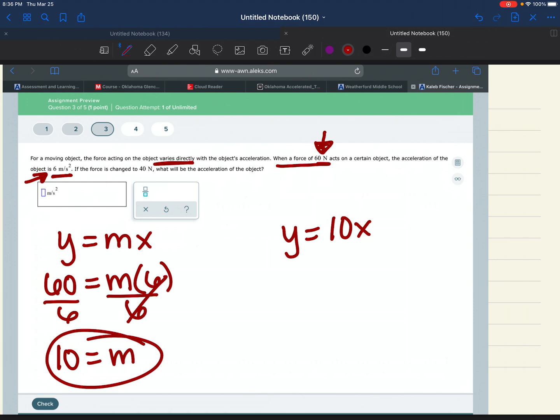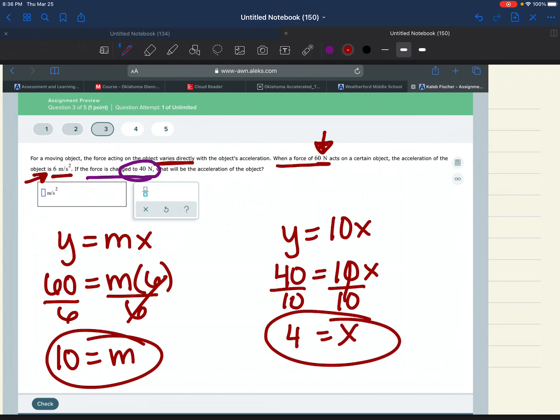Then it says if the force is changed to 40 newtons, what will be the acceleration? So now I plug in 40 for y and solve for x. We're going to divide both sides by 10. That means our acceleration is going to be 4 meters per second. Now, if you look at your example on this, they're going to use different variables than y, m, and x, but they're working it out the same way.